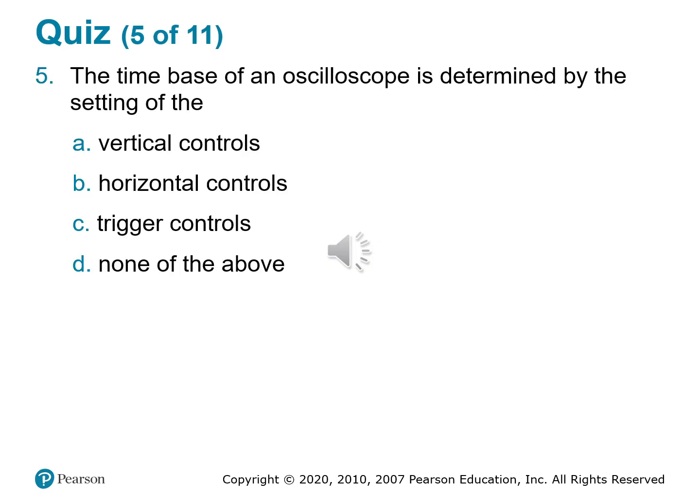Question number 5. The time base of an oscilloscope is determined by the setting of the what? A, vertical controls, B, horizontal controls, C, trigger controls, or D, none of the above. Go ahead and pause it. All right, I'm sure you're back by now. And the answer to this question is B, horizontal controls.